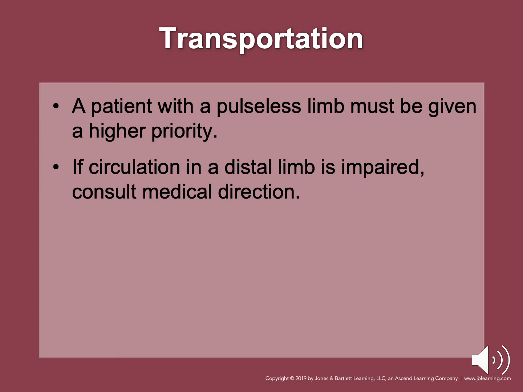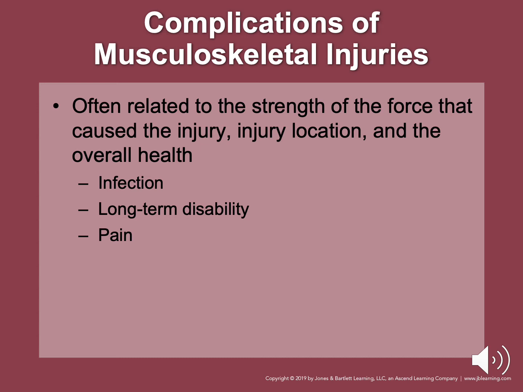Musculoskeletal injuries can lead to numerous complications, often related to the strength of the force that caused the injury, the location, and the overall health of the patient. Prevent infection following an open fracture by brushing away any debris on the skin surrounding the open fracture before applying the splint. You may also want to rinse it with sterile water or saline. Long-term disability is one of the most devastating consequences. Administer analgesics for transport, if available.